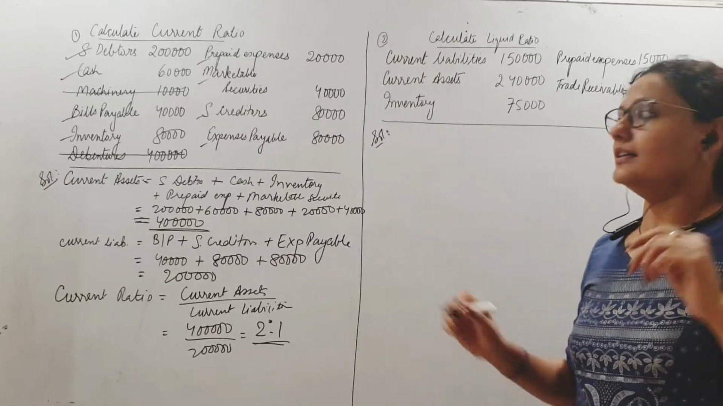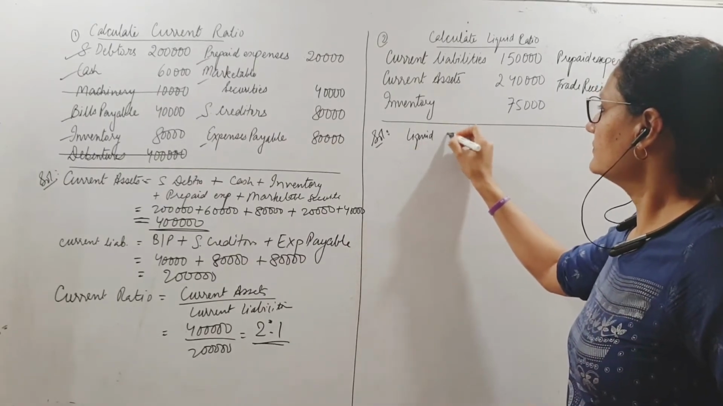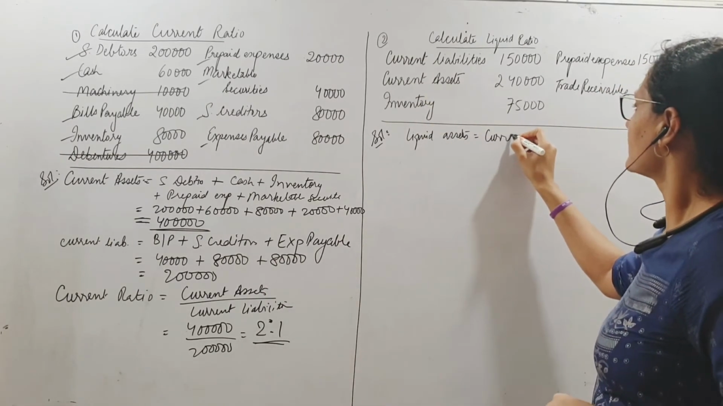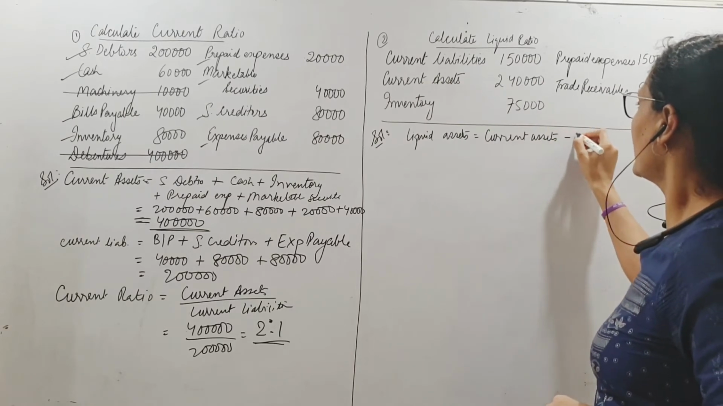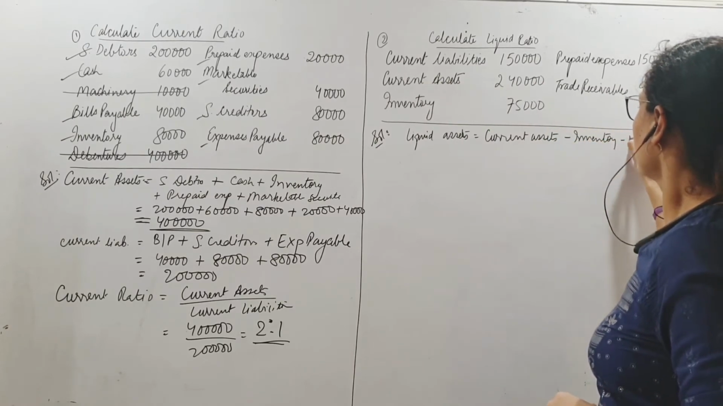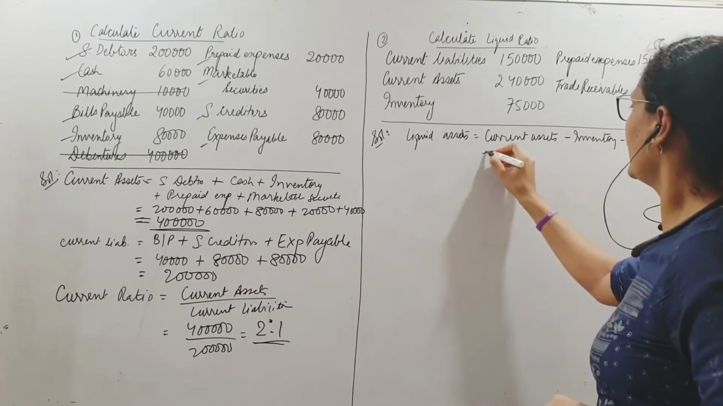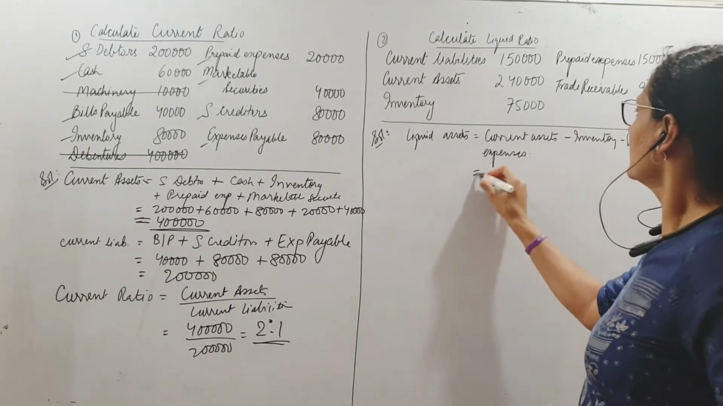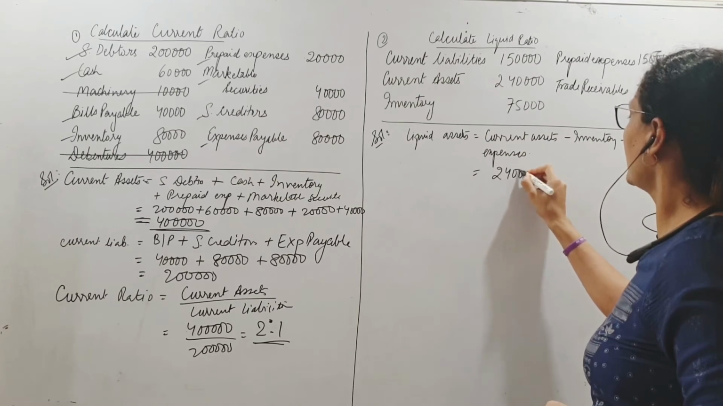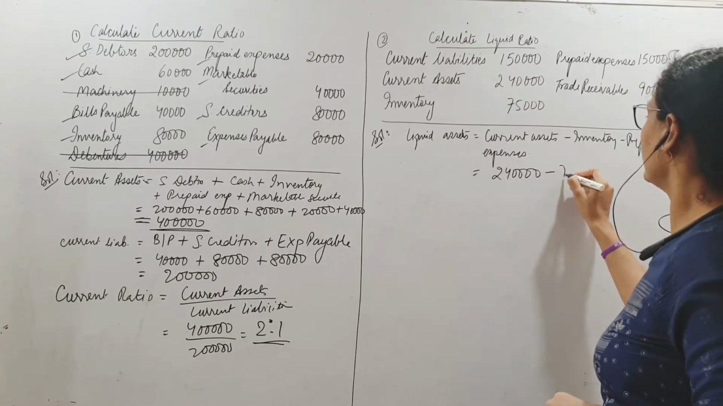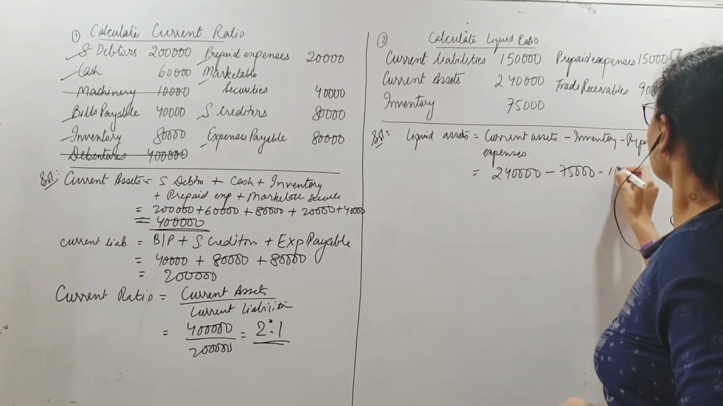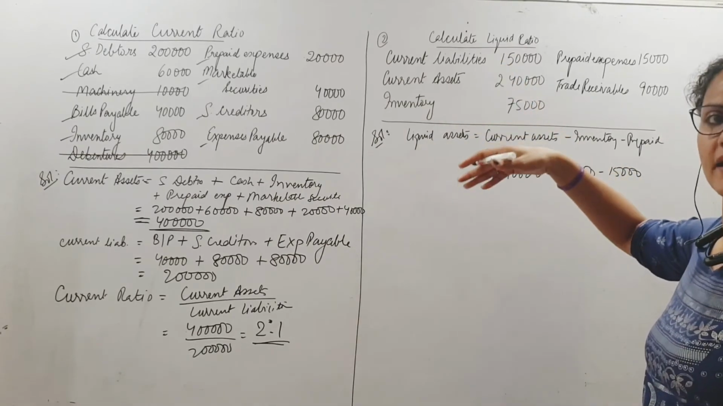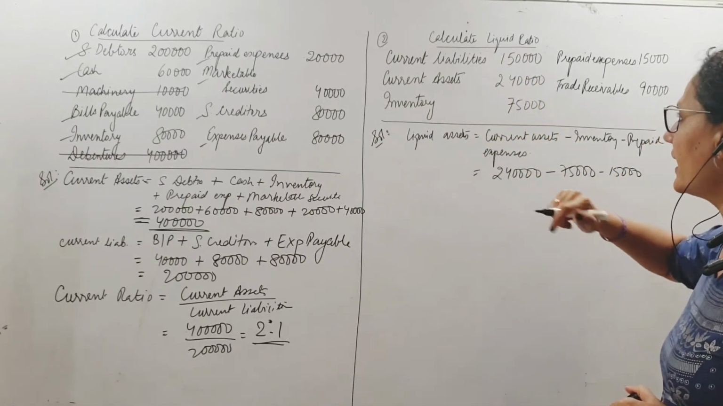For liquid ratio, we need liquid assets. Liquid assets are equal to, now current assets are given to me. So current assets minus inventory minus prepaid expenses. Correct? This is what I need to find out. So current assets is given to me as 2,40,000 minus inventory 75,000 minus prepaid expense of 15,000. Then I have current liabilities, which again is my denominator here for liquid ratio. I need that. I need this.